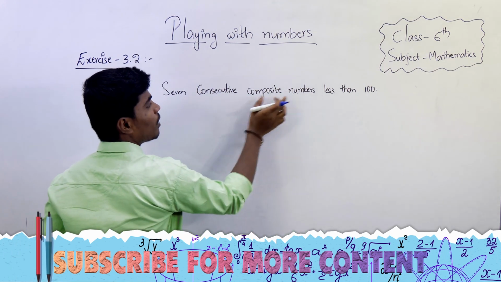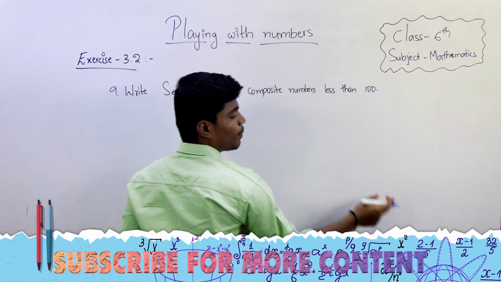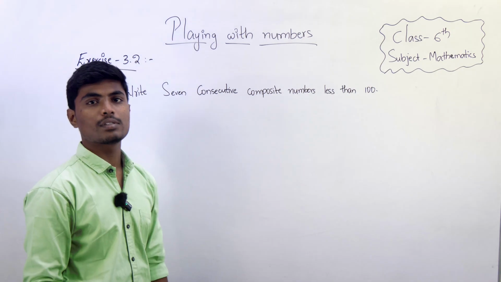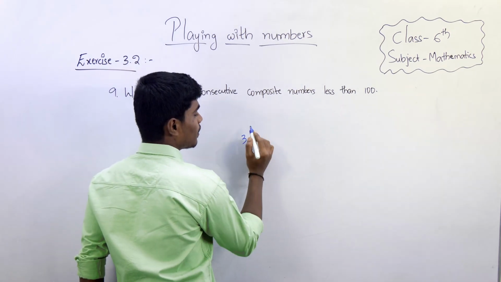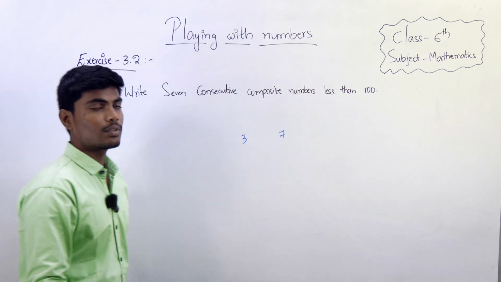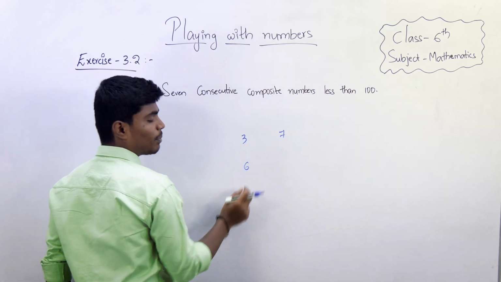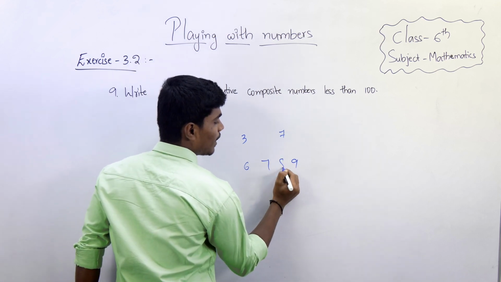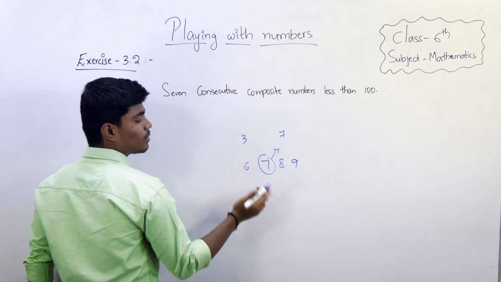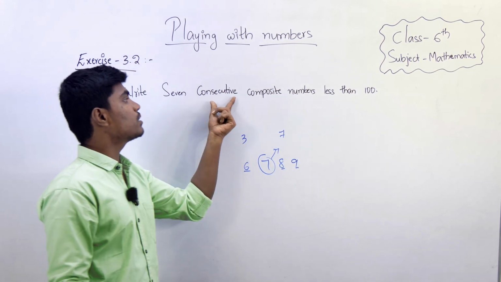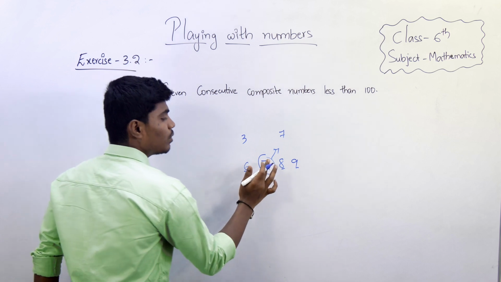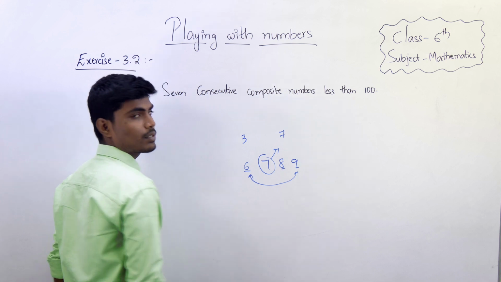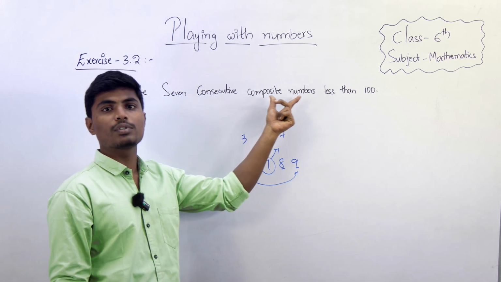See, what are consecutive composite numbers? Between two composite numbers, there should be no prime number. Then the numbers are called consecutive composite numbers. See, if we take 6 and 9, these are not prime numbers. Between them the numbers are 7, 8. Here 7 is a prime number. So 6, 8, 9 are not consecutive composite numbers. There should be no prime number between composite numbers. Then the numbers are called consecutive composite numbers.